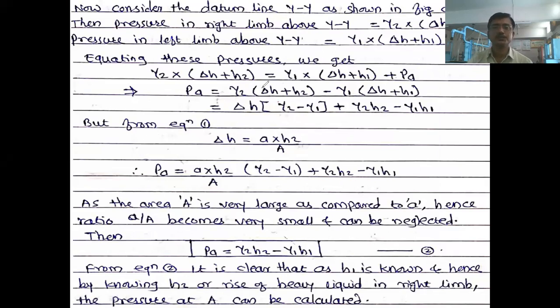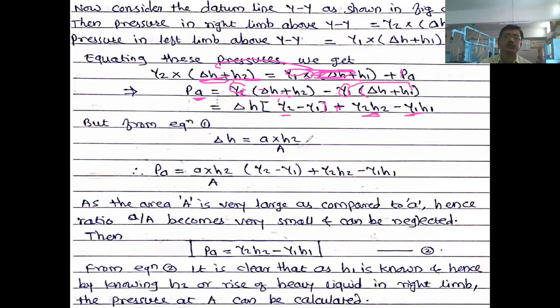Now let us simplify this equation. Taking this PA on one side, that is the pressure, and all other things on the other side, you will get gamma 2 as it is, minus gamma 1 as it is given here. Therefore it is equal to delta H, which we took common from both. Delta H times (y2 minus y1), the bracket complete, plus gamma 2 H2 and minus gamma 1 H1.